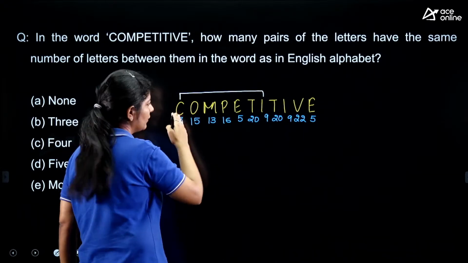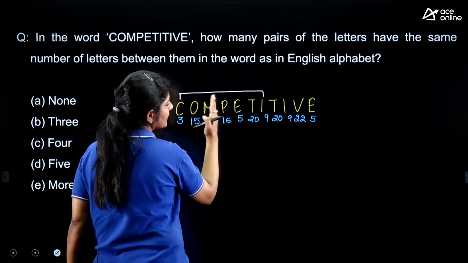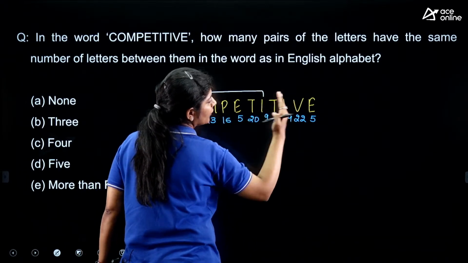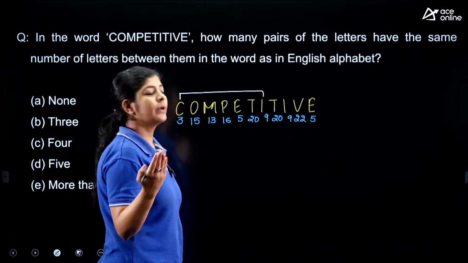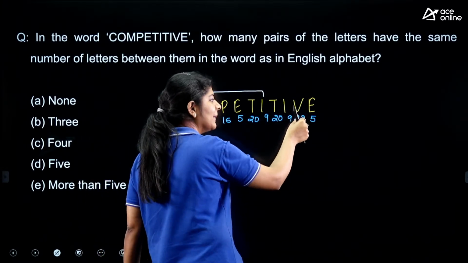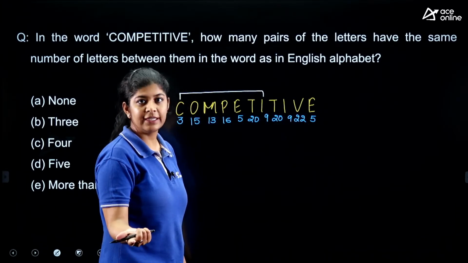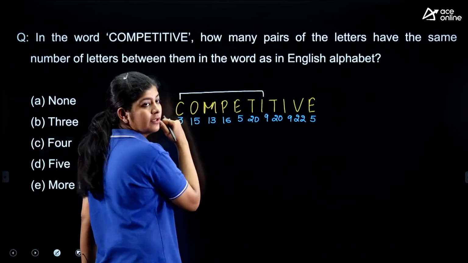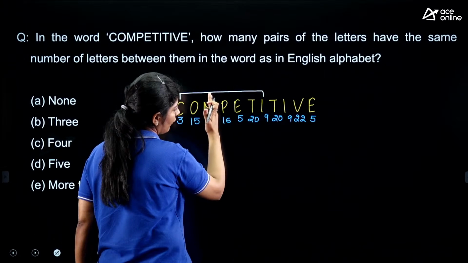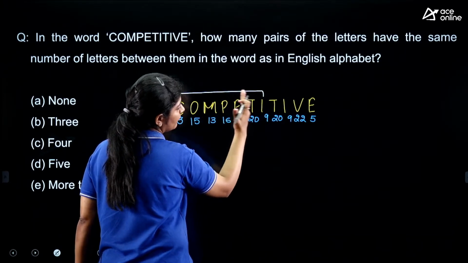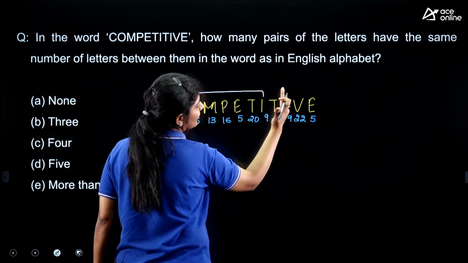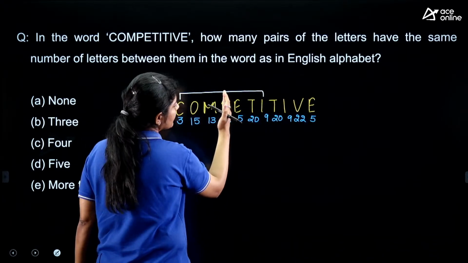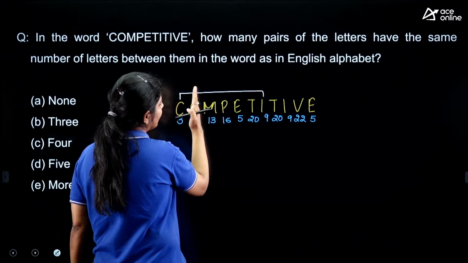Now let's move to this one. 16, 17, 18, 19, 20, 21, 22. There's no point going beyond 22 because the highest number associated with a letter is 22. Right? Next, 13, 14, 15. No, that's that side, forward direction. 14, 15, 16, 17, 18, 19, 20, 21. No, next. 16, 17, 18, 19.